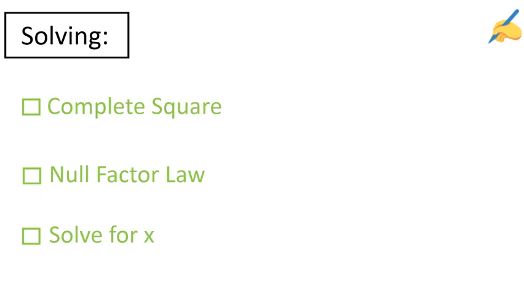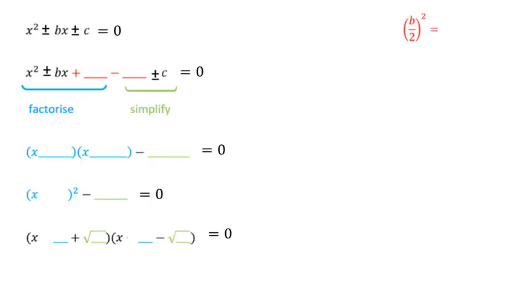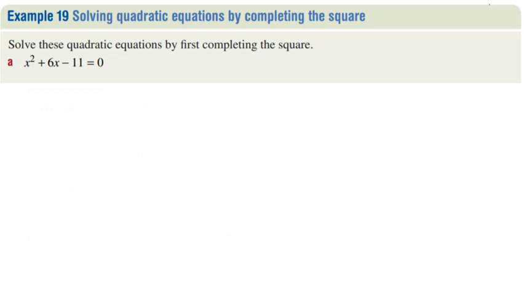The next step is solving. So the first thing we do is we complete the square, like I've just shown you. Next, we use the null factor law. And lastly, we solve for x. As you can see, we use the exact same steps, but this time we just set it as equal to 0. Let's try this example.